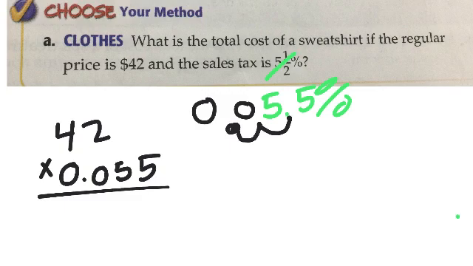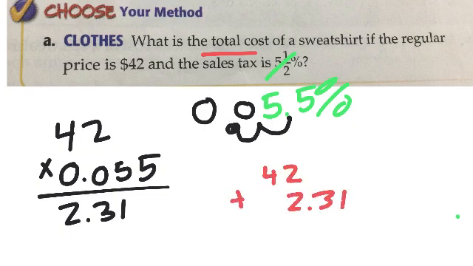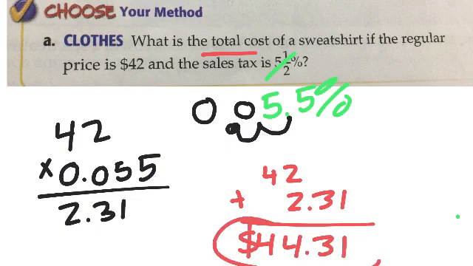You didn't write it down? Well, you should write them down. That's kind of how you work math out on paper. 2.31. So $2.31, that's how much I'm having to pay in tax. Is that what it asked me? No. No, the total cost. So what do I need to do? Plus 42. So 42 plus 2.31, and that gives you 44.31. So that should be our total cost, $44.31.